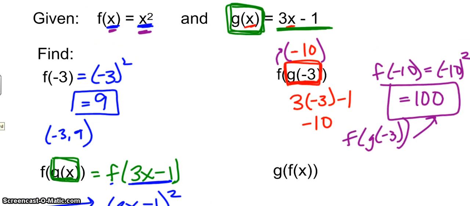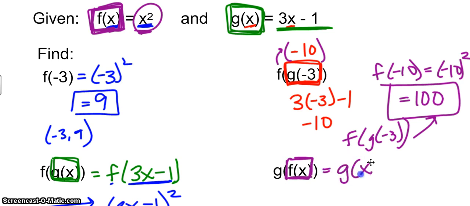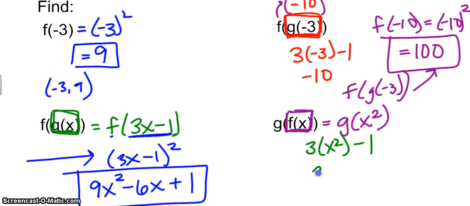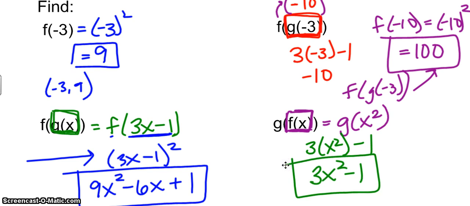Last one, g of f of x. I'm going to start on the inside most, which is f of x. Well, f of x is listed right here, and f of x is the same thing as x squared. So this is really just g of x squared, which means up here in function g, everywhere I saw an x, I now want to see an x squared. Final answer. You are just substituting one function into another.